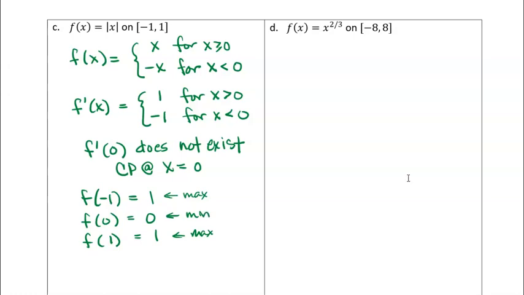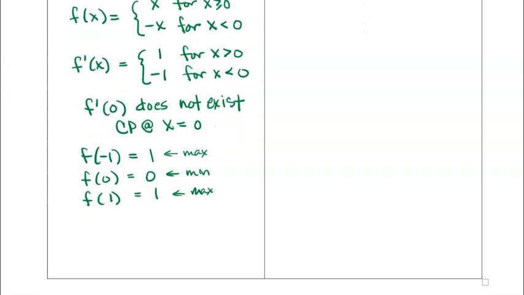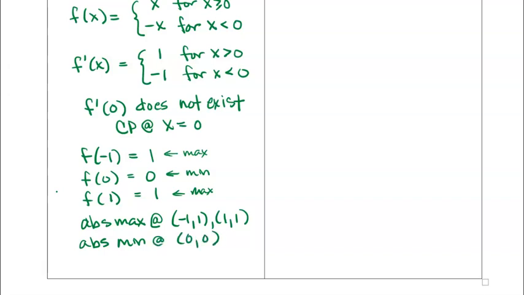So I want to state my final conclusion then is that I have absolute maxima. Now I have two maxima, right? That's plural this time, at negative 1 comma 1 and 1 comma 1. And I have an absolute minimum, this is just one of these, at 0 comma 0.